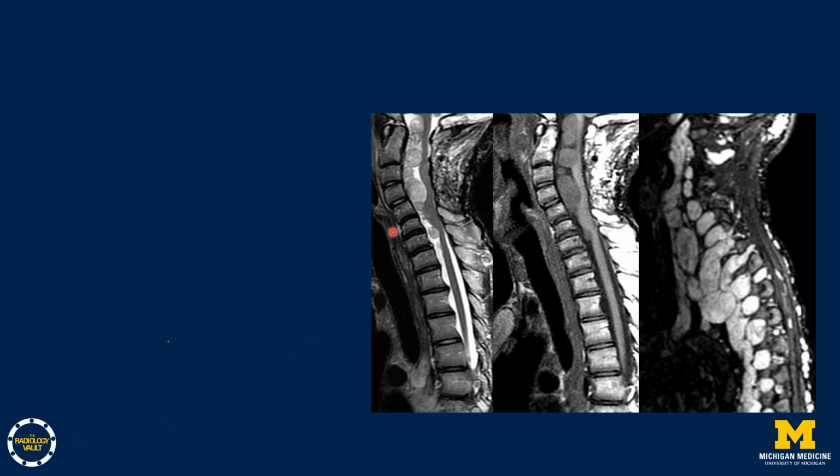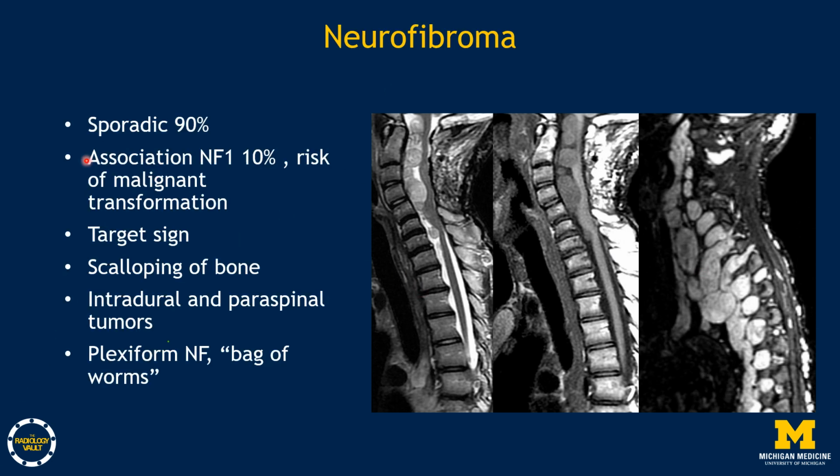This is another case where we see multiple intradural extramedullary masses that are hyperintense on T2, hypointense on T1, and demonstrate significant enhancement. This is a case of multiple neurofibromas in a patient with neurofibromatosis type 1. Neurofibromas may occur sporadically or in association with neurofibromatosis type 1, which is important to recognize as it significantly increases the risk of malignant transformation.